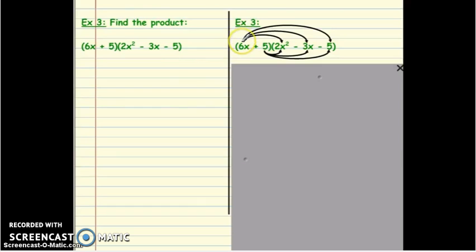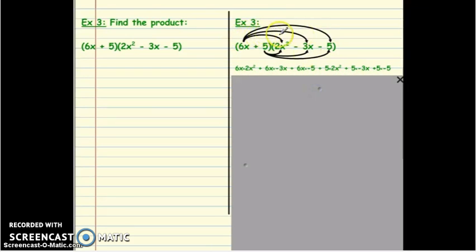We're going to take the 6x, the first term in the left parentheses, and multiply it by everything in the second set of parentheses. Once we've done that, we're going to come back to the second term, this plus 5, and distribute and multiply by everything in the second set of parentheses. So let me show you what I mean as I walk through it.